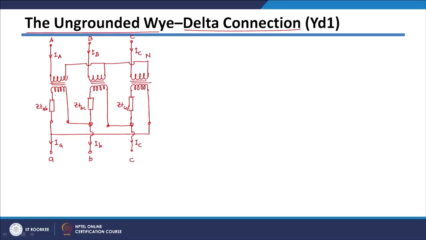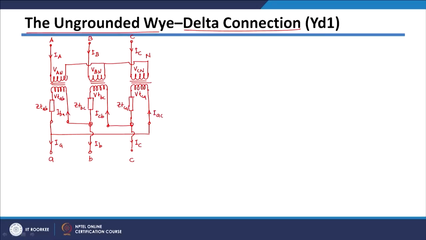The terminal voltages, or voltages across the windings, are VTAB, VTBC and VTCA. The voltages on the primary side will be VAN, VBN and VCN. The currents are like this. This current I can call IBA because it is flowing from the B and A terminals. This will be ICB and this will be IAC.